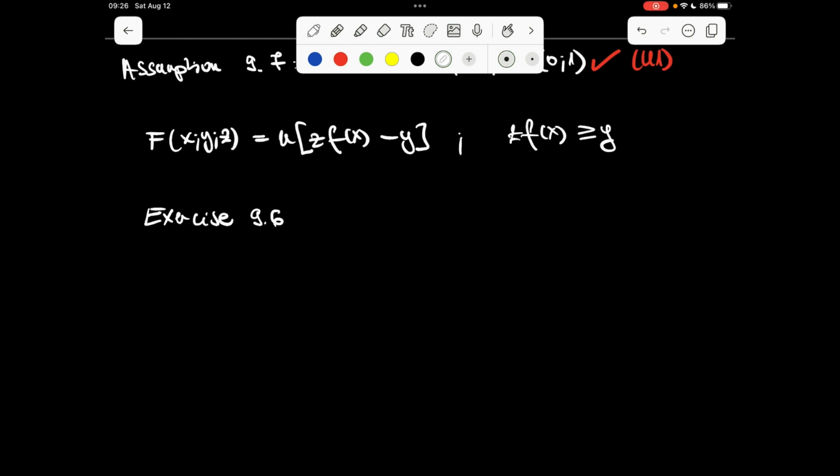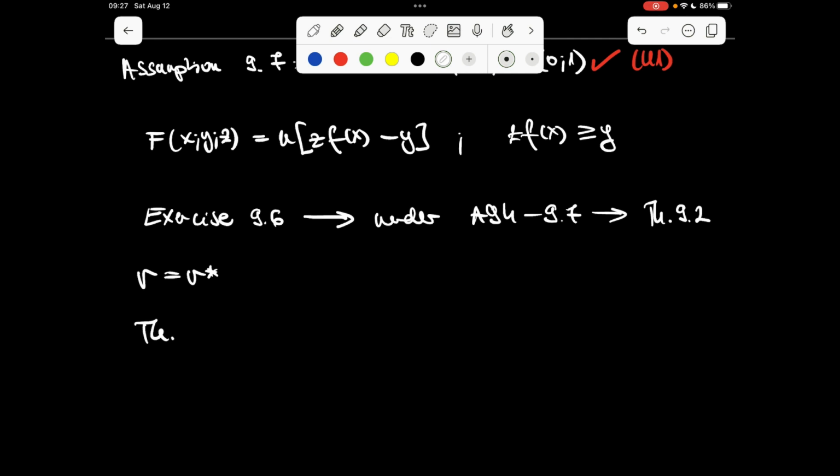So under assumptions 9.4 up to 9.7, theorem 9.2 works. So the solution to the Bellman equation is the same as the solution of the supremum, the solution of the sequential problem.